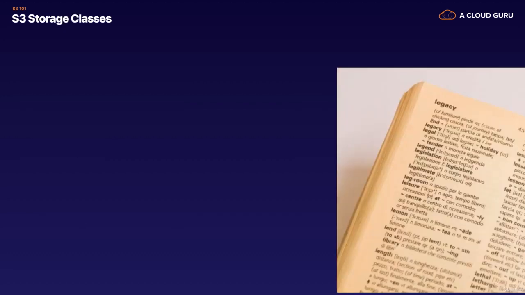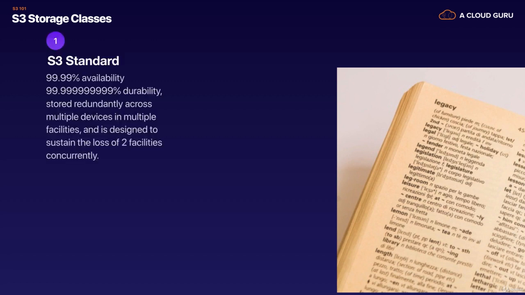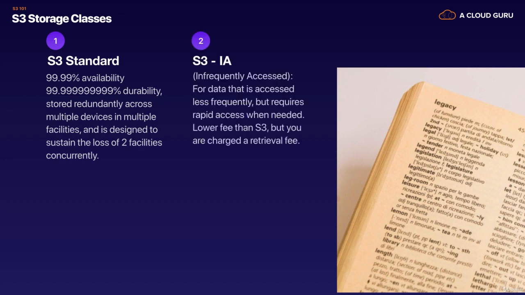So I talked about the different storage classes and how important they are to passing your exam. So let's cover them off now. S3 Standard, this is the one with 99.99% availability and 11 nines durability, and it's stored redundantly across multiple devices in multiple facilities and is designed to sustain the loss of 2 facilities concurrently. So it is really, really highly available and highly durable.